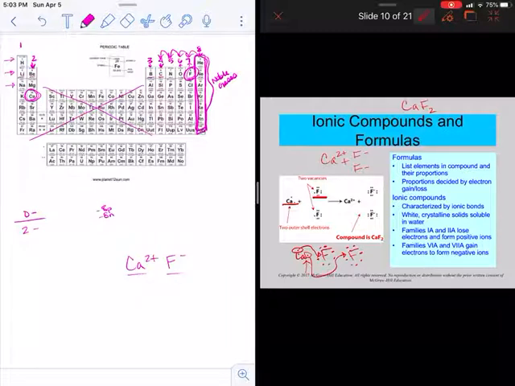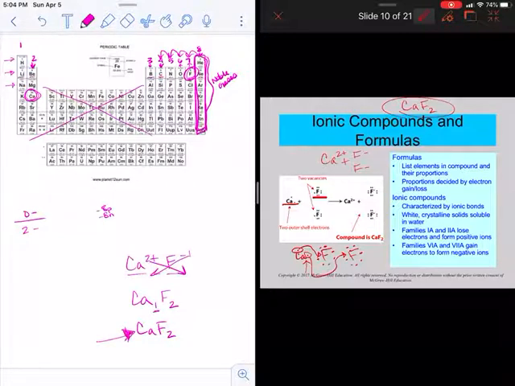Okay, now here's the shortcut that I wanted to show you with this right here. See this number, this 2+? If you drag that 2, not the plus, just the 2, down to the bottom of fluorine, and this negative is basically like saying -1, right? So if you take this 1 and you drag it down to the bottom of calcium, then I would write it Ca1F2. Now, whenever you go to write a chemical formula, you never write a 1. So it's just CaF2. Well, that's the exact equation that we had over here.